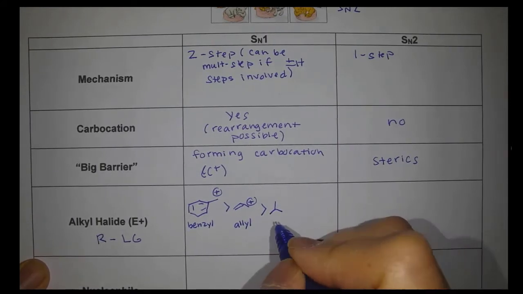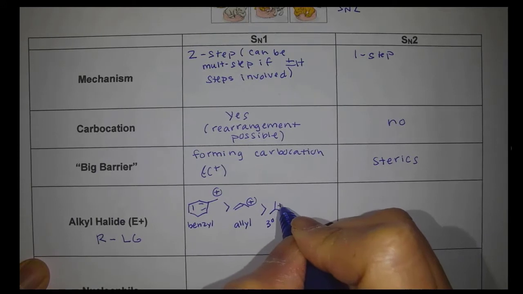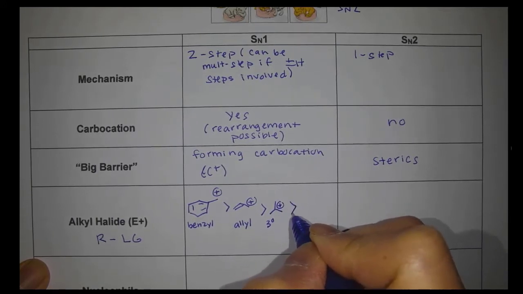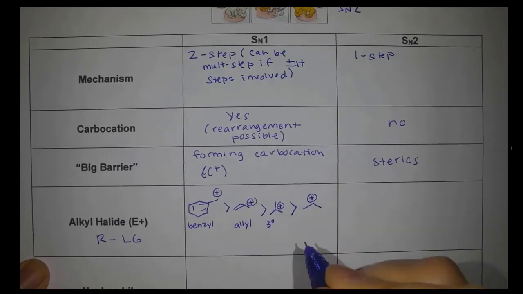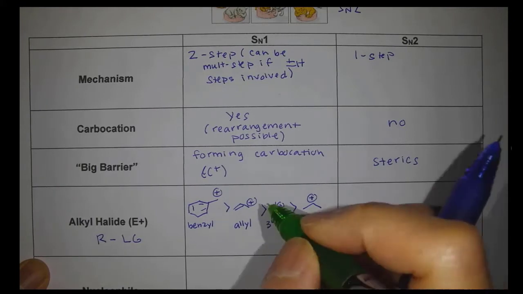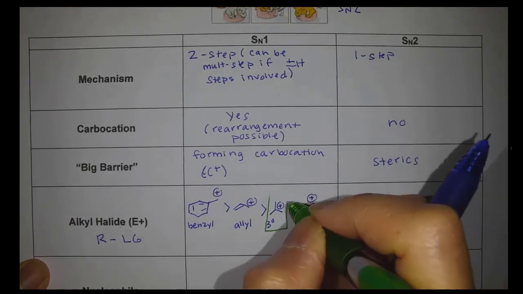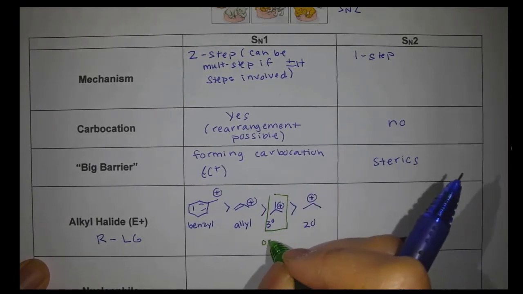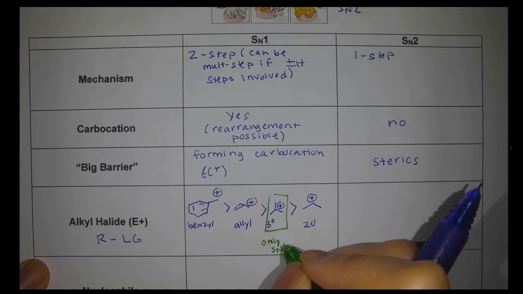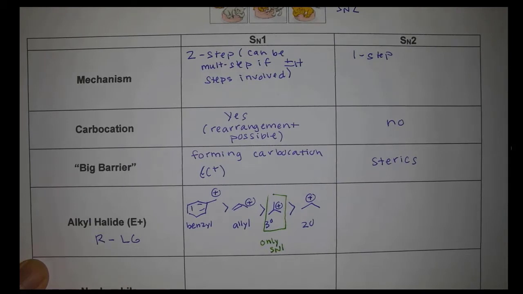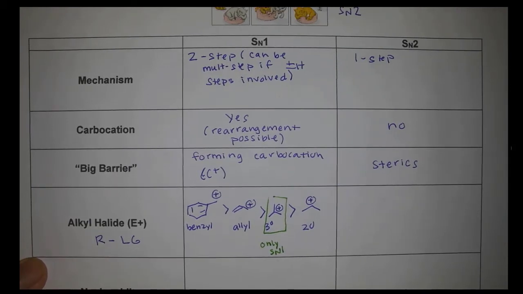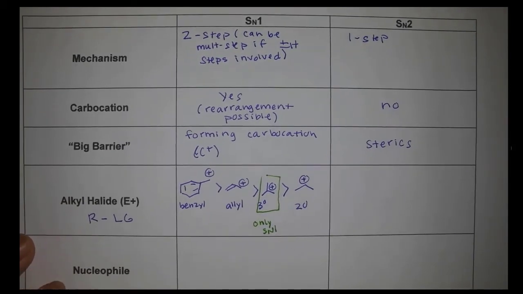Which is faster than the tertiary carbocation, which is faster than secondary. So this tertiary one right here will only do SN1. We cannot do SN2 on a tertiary carbocation. These are the electrophiles that we're going to see for that one.